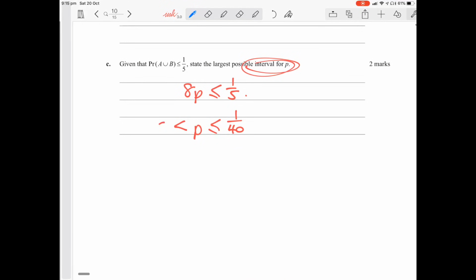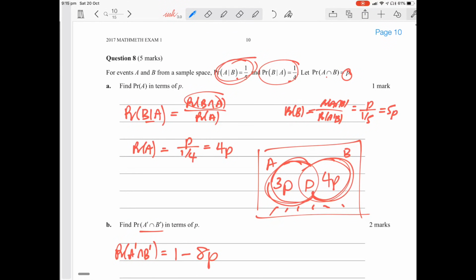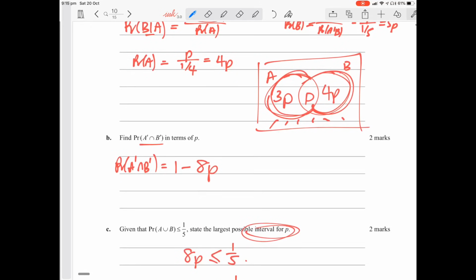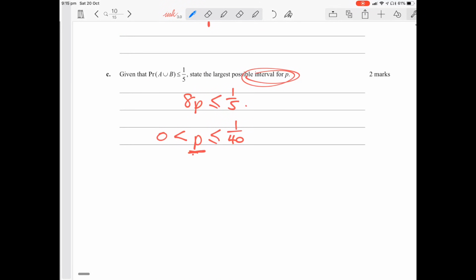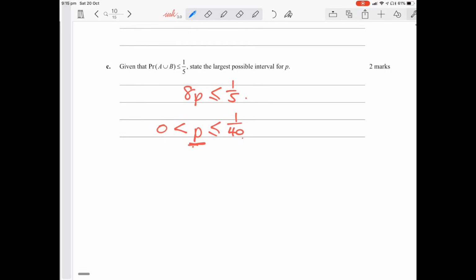So that's our answer. Because P has to be greater than 0, because the probability of A given B is greater than 0, therefore P has to be greater than 0. So it's between 0 and 1/40. And that's what it means by interval. I think a lot of people would have left the greater than or equal to 0 out of that. They would have stuffed that up. It can be 1/40 though.